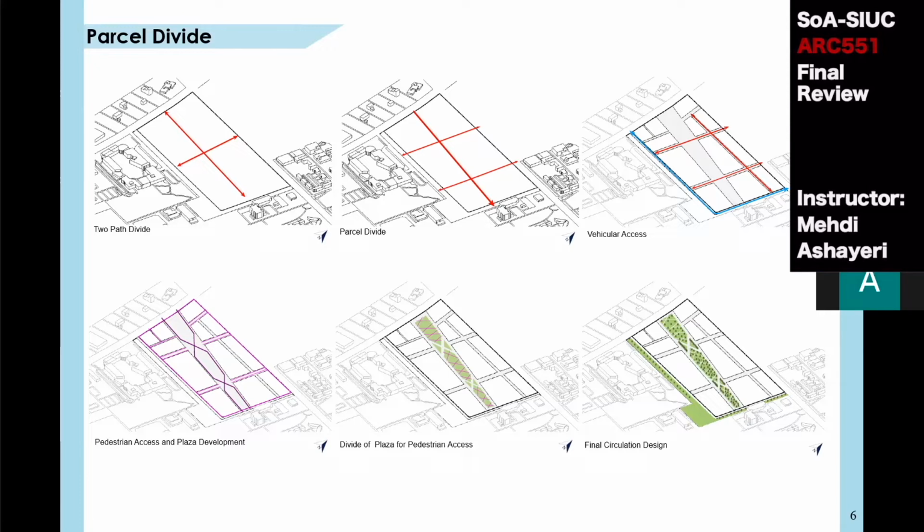Playing off that, we then subdivided those vehicular access routes and created pedestrian paths that looped around the site and also ran through, in between, and across the sites as well. We then moved on to develop that Main Street area by breaking it down and dividing it into plaza spaces. Through the composition of all of this, we were able to come up with this final circulation design of our site.